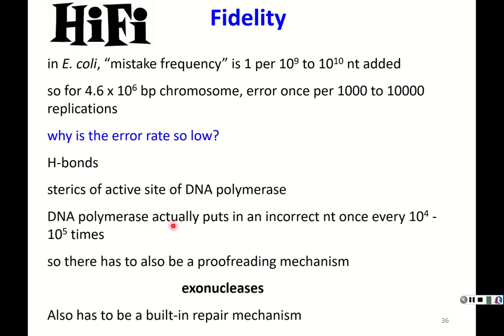The DNA polymerase is actually putting in incorrect nucleotides once every 10 to the 4th or 10 to the 5th times. So its error rate is quite a bit higher than the one that's observed. So there has to be some sort of proofreading mechanism that's going on. And that turns out to be what's known as an exonuclease. And it also has this built-in repair mechanism, for that exonuclease.